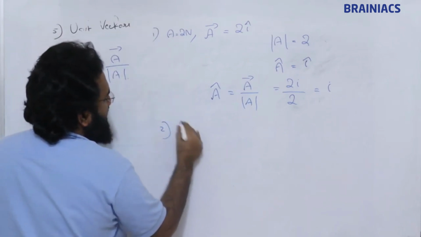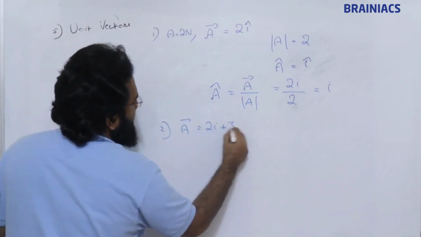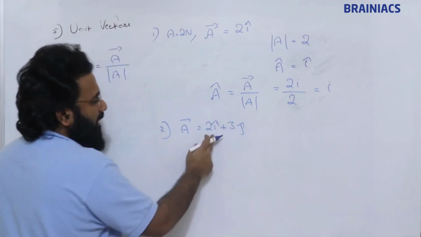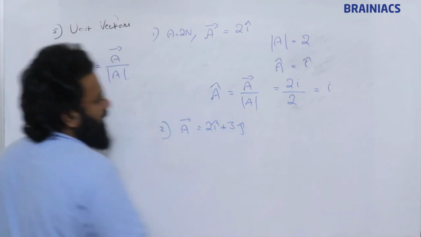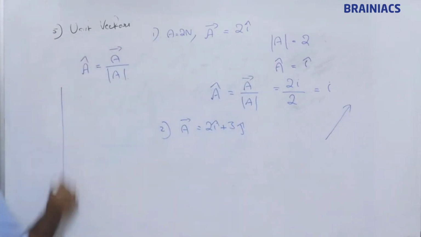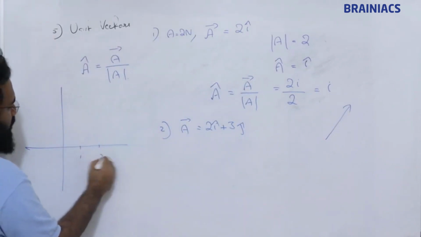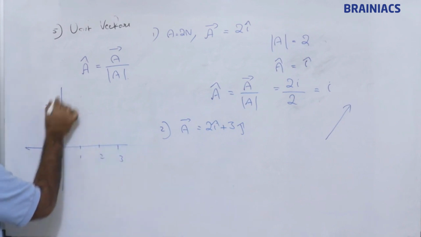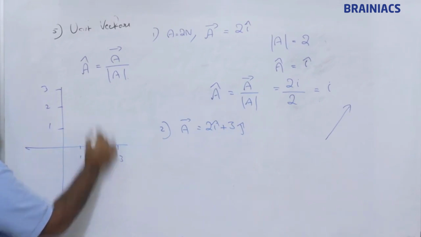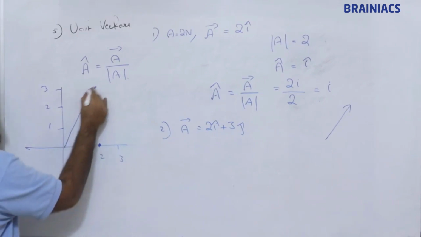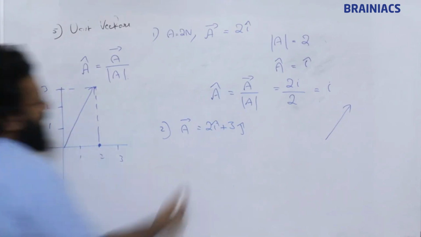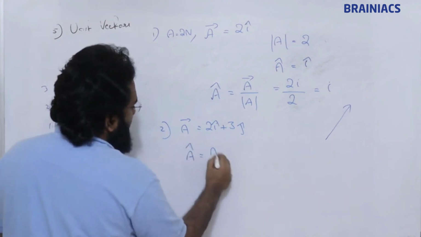Suppose a is equal to 2i plus 3j. Now we cannot simply say i or j is the direction. i and j are mixed here. The direction will be somewhere in between. See, 1, 2, 3, 1, 2, 3. So 2i means here, 3j means here. This vector is acting in this direction. Correct, graphically.